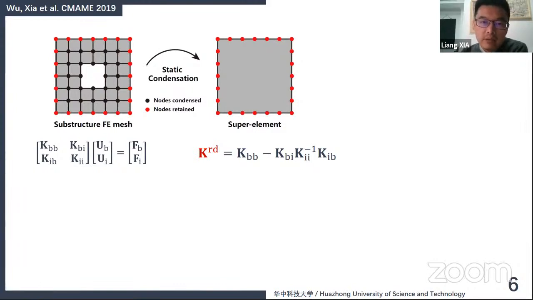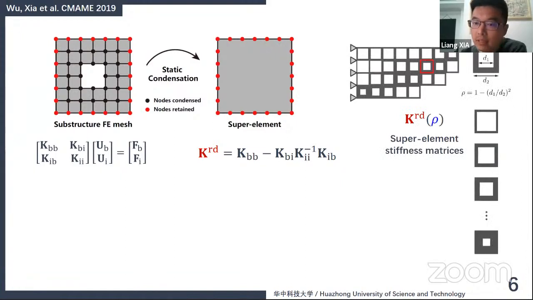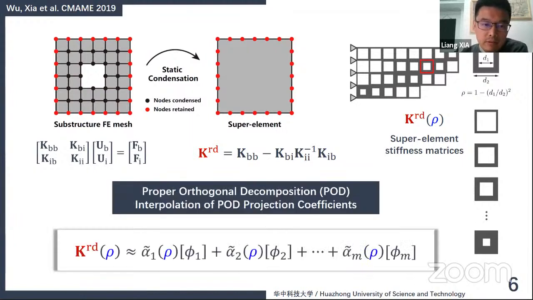By changing the density, we can sample a series of different superelements. So we have a lot of different stiffness matrices. With these matrices, we can establish a surrogate model by means of proper orthogonal decomposition and interpolation of projection coefficients to provide an analytical expression of this reduced stiffness matrix in terms of this density variable.